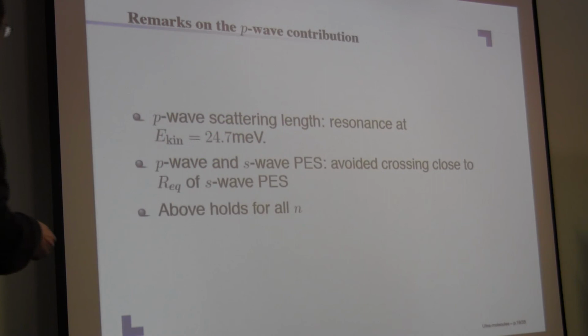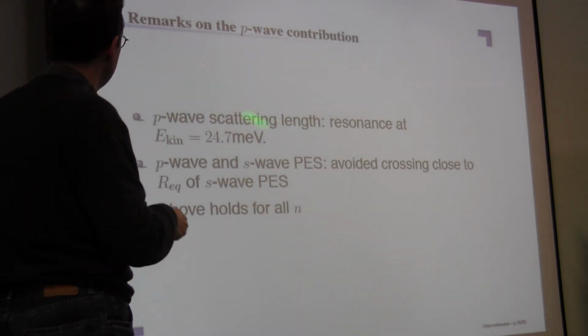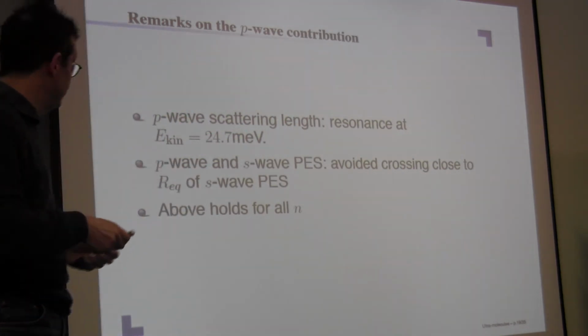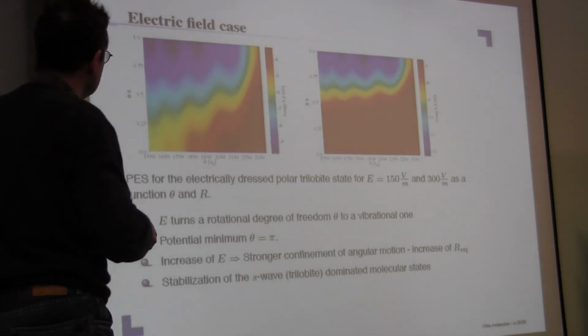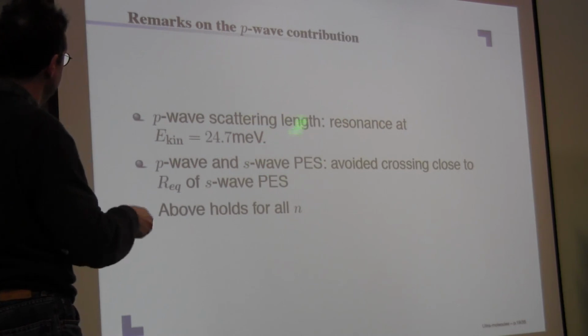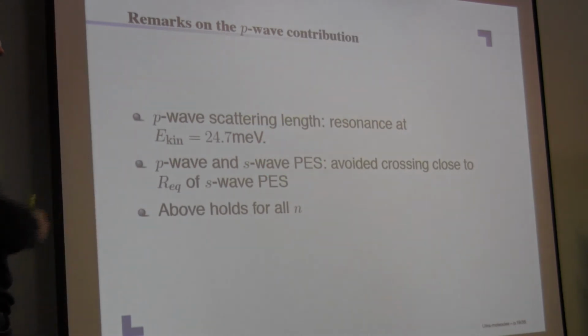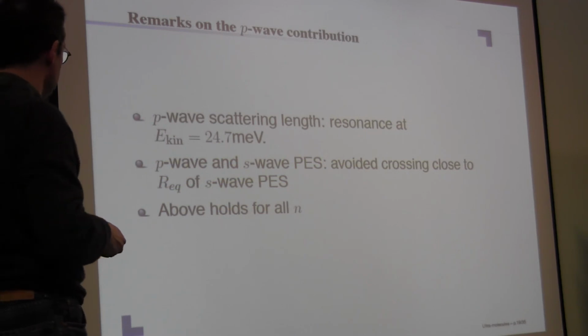Now, a comment left over: the P-wave interaction, this part over here, is a bit problematic for short distances. It has a resonance. That resonance leads to a regime where the P-wave interaction dominates the whole potential energy surface. You have to take care of that and see whether this singularity causes any problems.